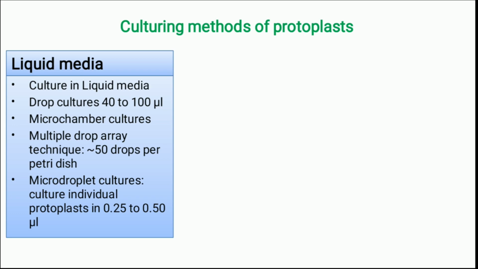In liquid nutrient media, techniques such as drop cultures are used, where drops of 40 to 100 microliters are made and the protoplasts are kept in them for culture. The second is micro chamber cultures, and another technique is called the multiple drop array technique. Here 50 to 60 drops are made in a petri dish, each drop containing one or more protoplasts, and they are allowed to culture. Another one is micro droplet culture, where individual protoplasts are cultured in 0.25 to 0.5 microliter drops of liquid medium.